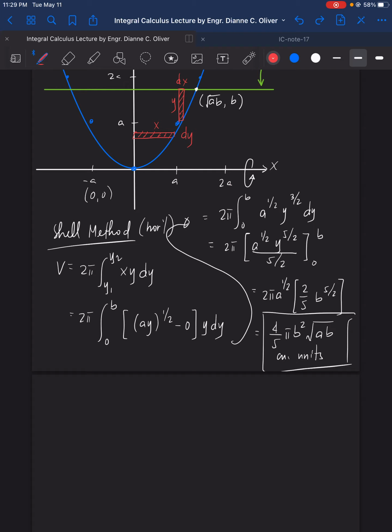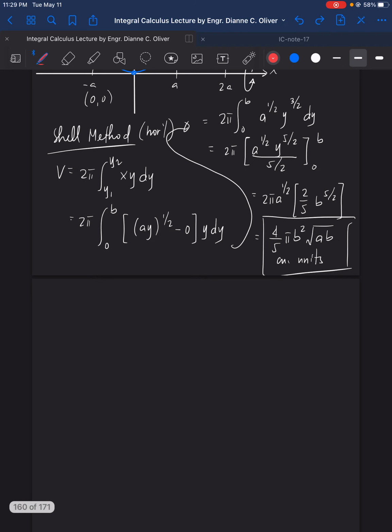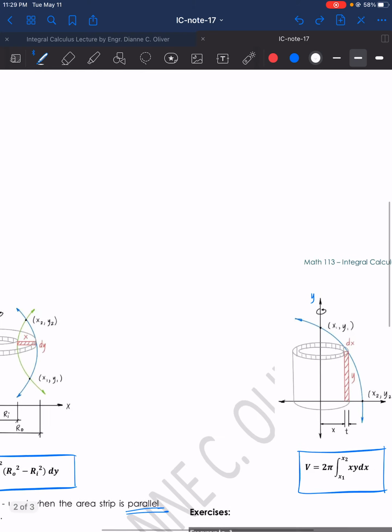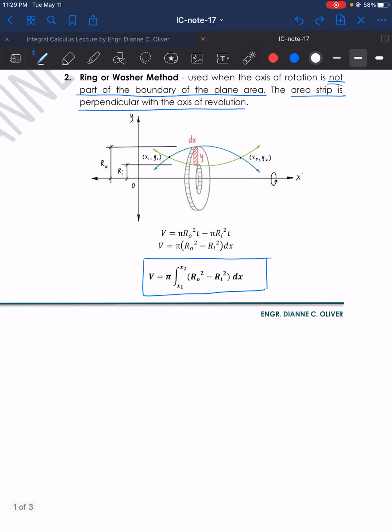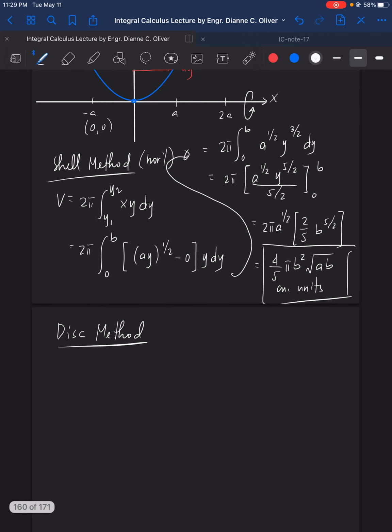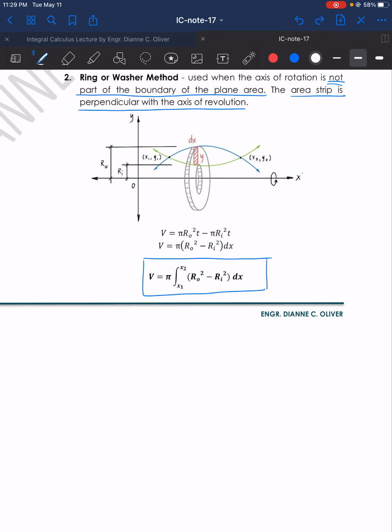then what we have here is a ring. So it has a hole in the middle. So we will be using the disc method. Then using the disc method, so where's our disc method? So we have here ring outside minus ring inside, both squared. And then since we're using a vertical area strip, so we have here dx.